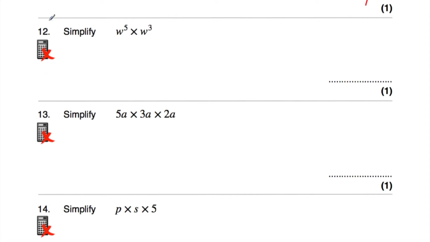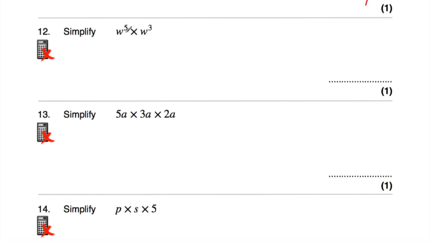Okay, let's have a look at our next question, question number 12. Question number 12 says simplify w to the power 5 multiplied by w cubed. Whenever we want to work out something like this, where we've got w to the power 5 multiplied by w to the power 3, or w cubed, and because we've got the same base, w and w, what we're going to do is we're just going to add the powers.